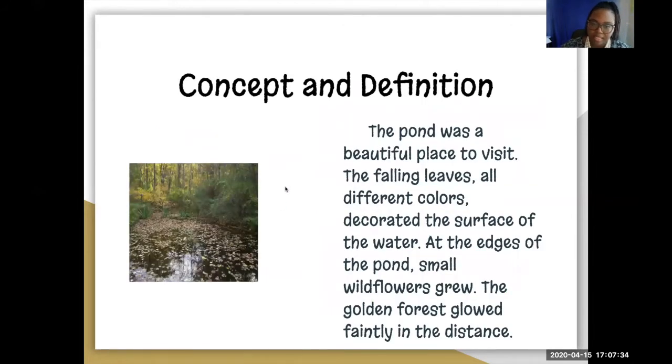Now the concept and definition one. If you figured this one out, 3 stars for you. Maybe ask your mom for a cookie.